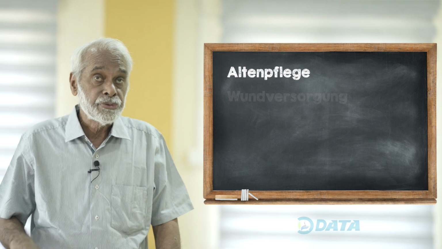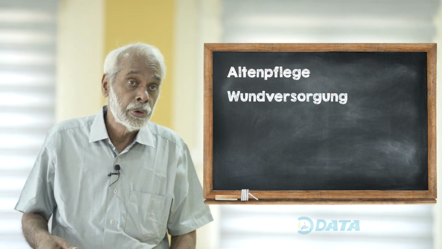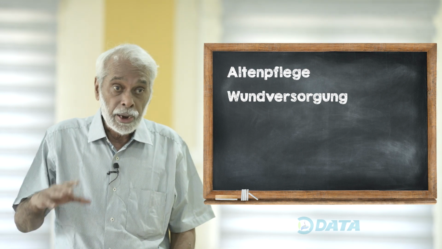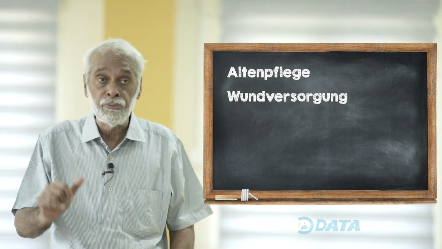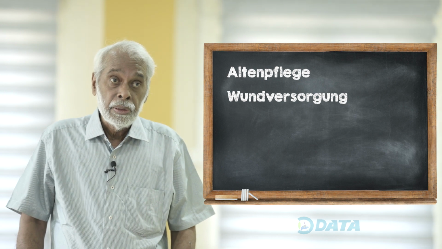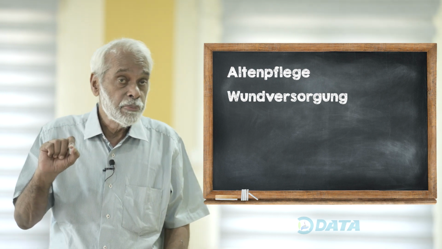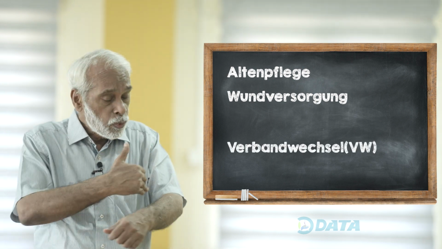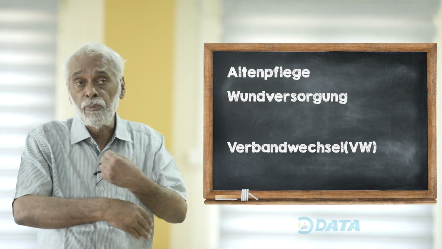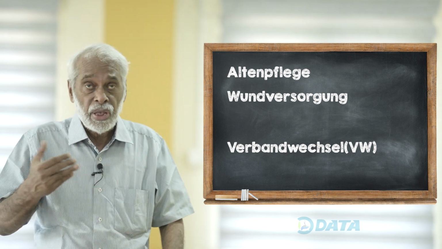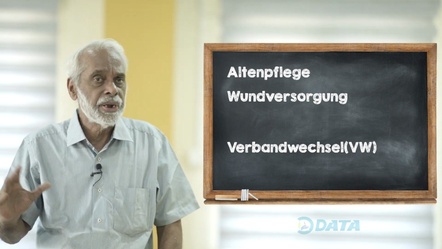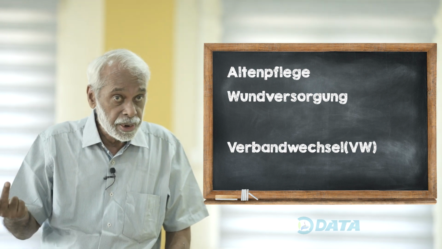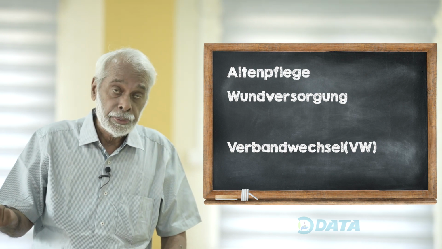Then there is Wundversorgung. Wund is a wound in the body of a patient. You will have to give proper care to the wound. And here a very, very important term is coming, that is Verbandwechsel. If a wound is there, then naturally there will be a bandage or a plaster. And this has to be changed every day, or if the doctor tells you to change it twice a day, you will have to do it.